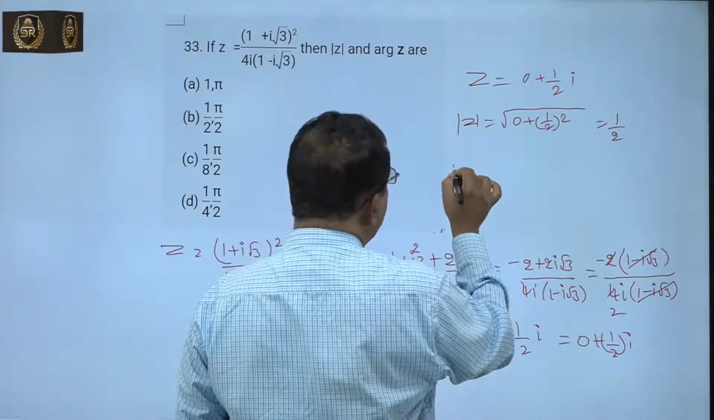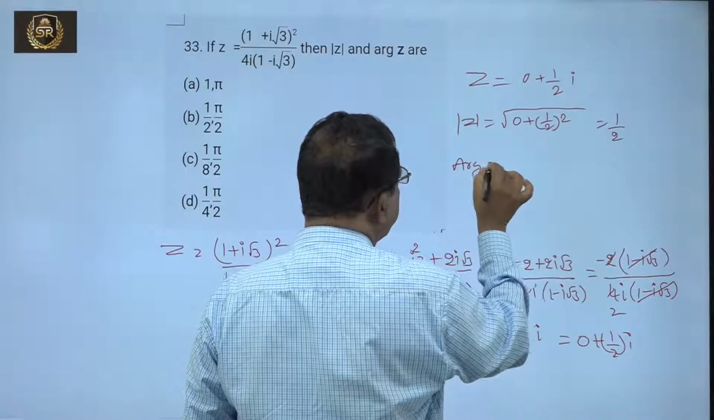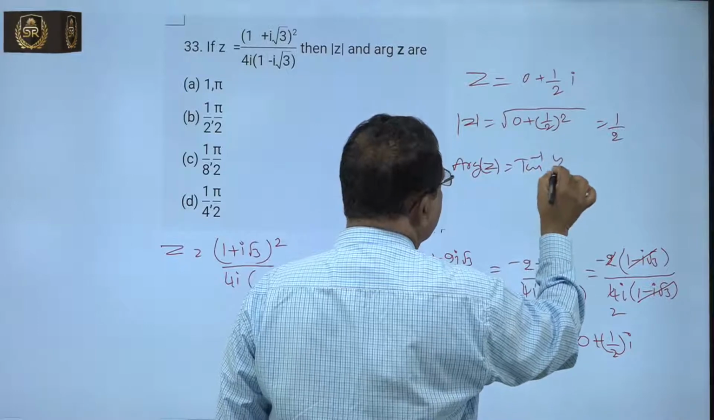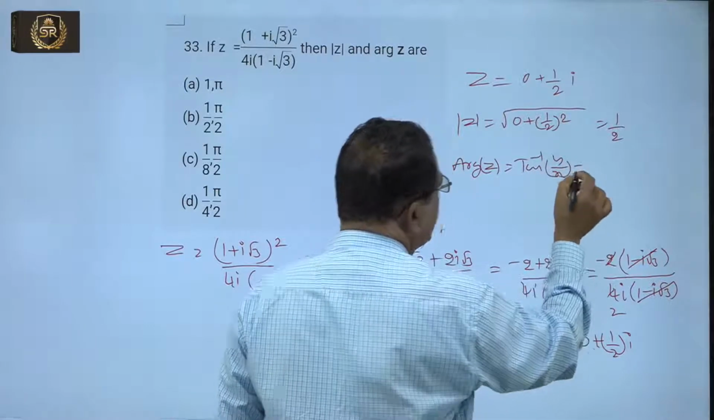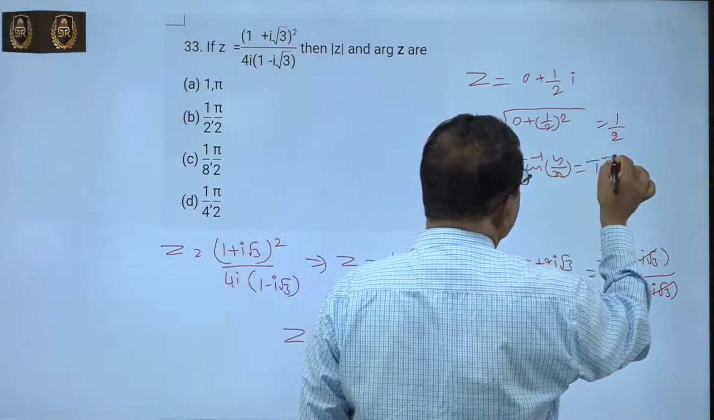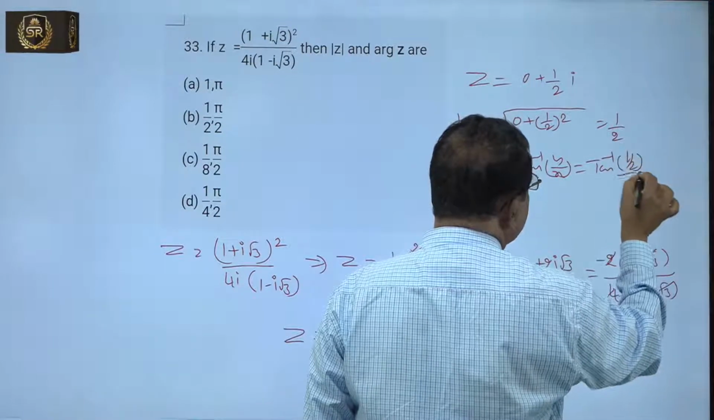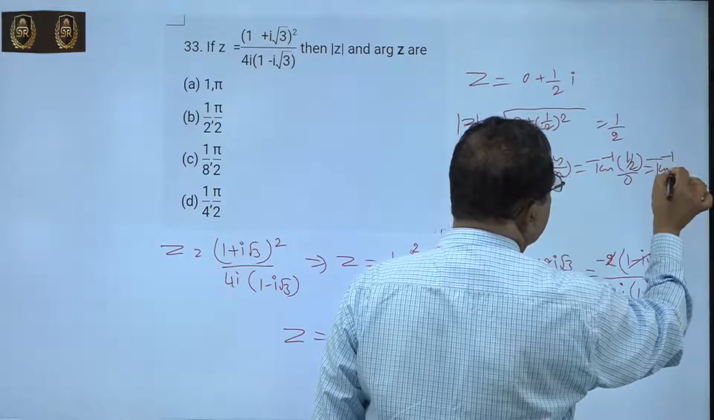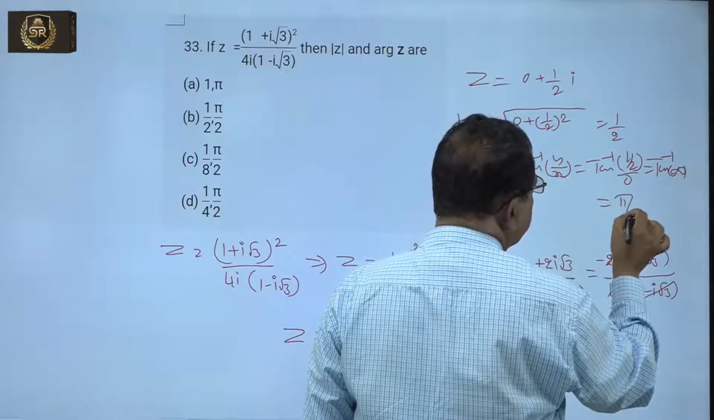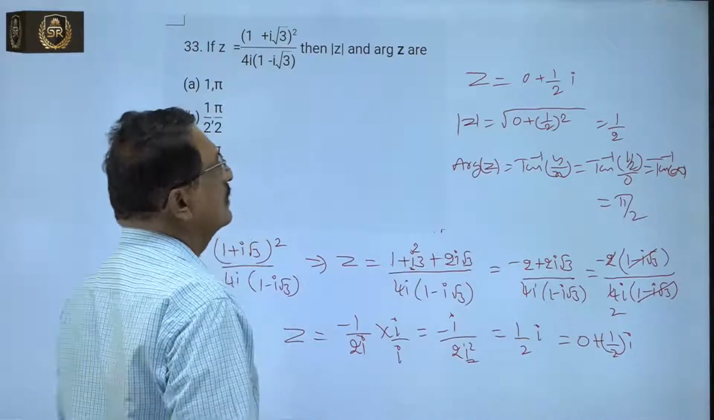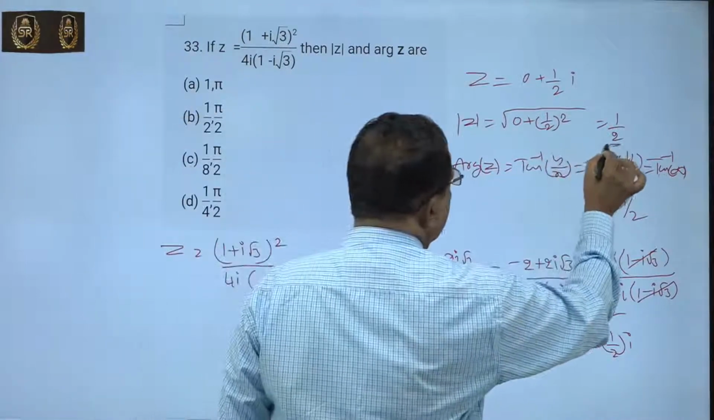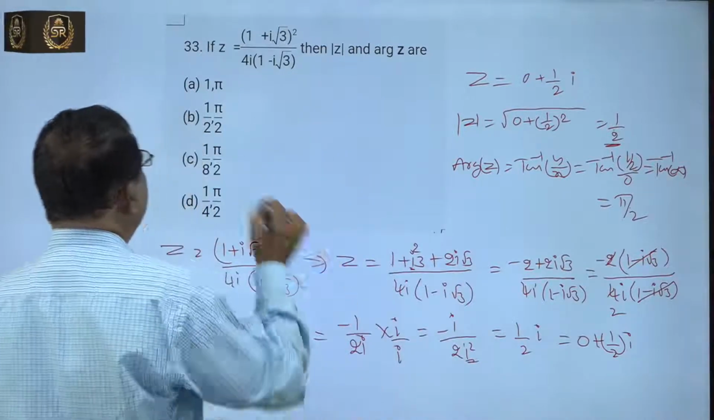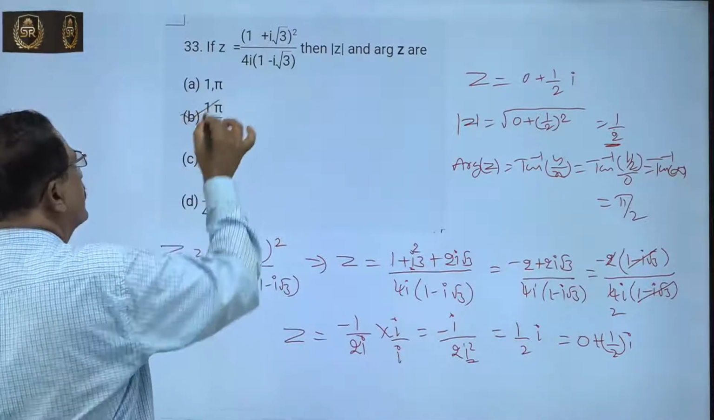Next, the argument of z. Argument of z equals tan inverse of y/x, that equals tan inverse of (1/2)/0, or tan inverse of infinity, that equals π/2, because tan(π/2) is infinite. Now the modulus, or absolute value, is 1/2 and the argument is π/2. So the second option is correct.